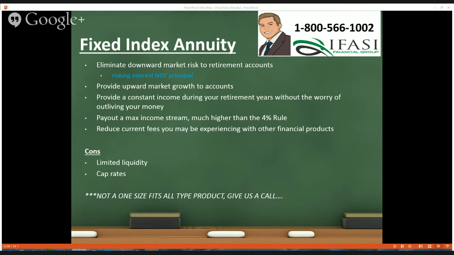We're an independent financial agency, so we give unbiased recommendations, meaning if there's a contract or a carrier that's better for one situation over another, we're going to tell you about it. We're not a one-size-fits-all type shop.